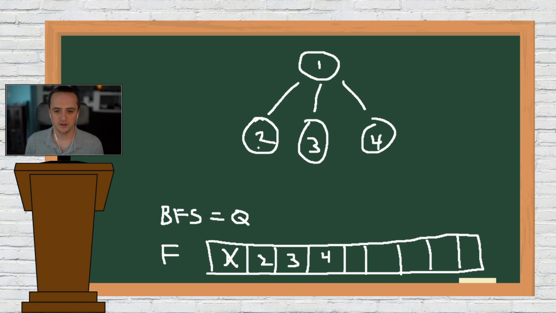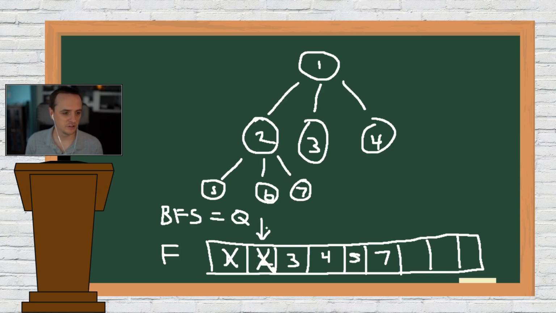When I then go to generate my next expansion, I'm going to choose the next thing in the queue. And of course, the queue is first in, first out. So now I'm going to choose this one. All right. So then I'm going to generate 5. I'm going to generate 6. And then I'm going to generate 7. Okay.